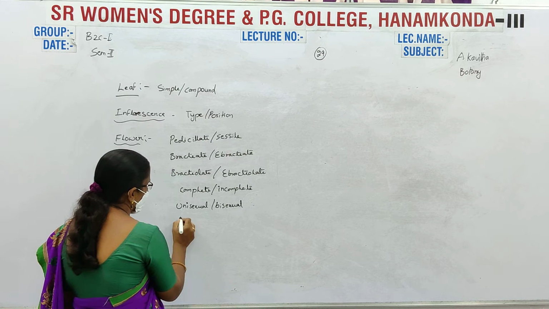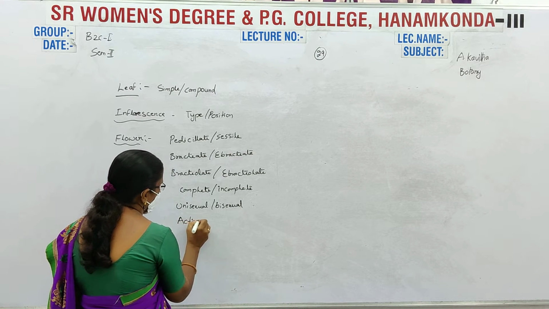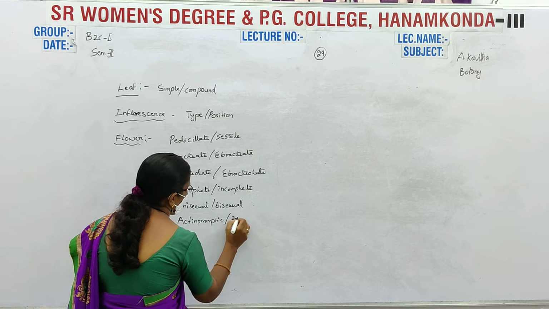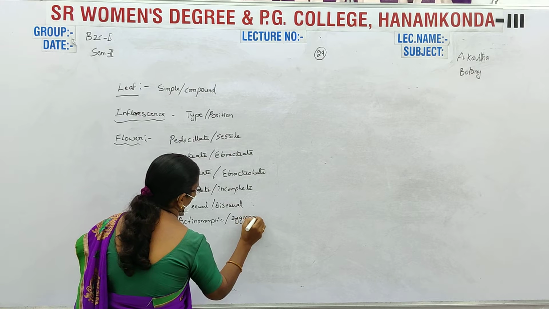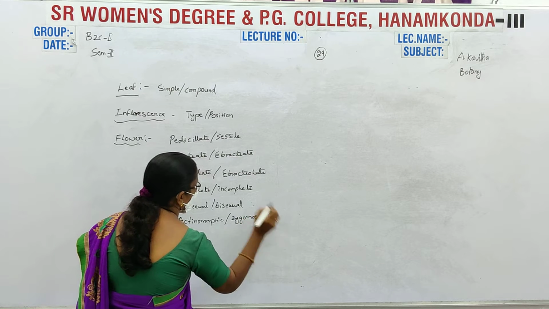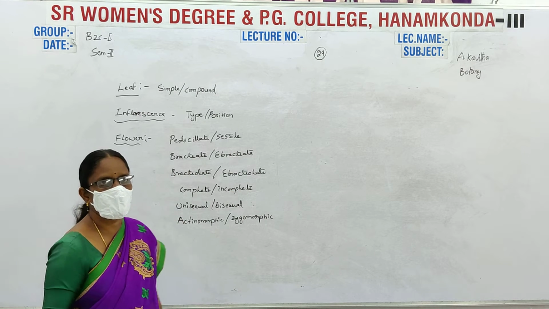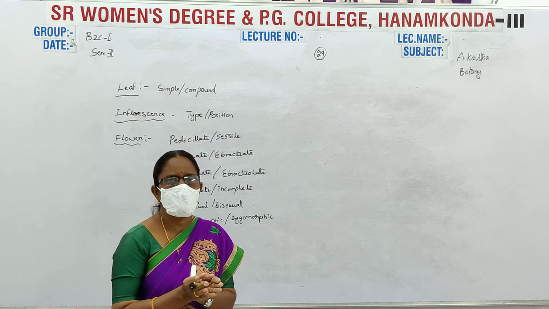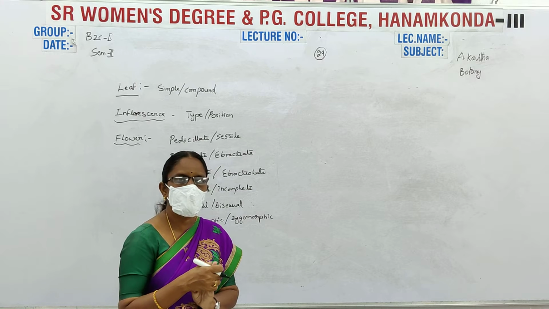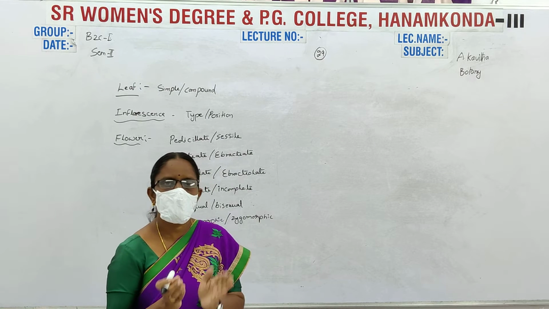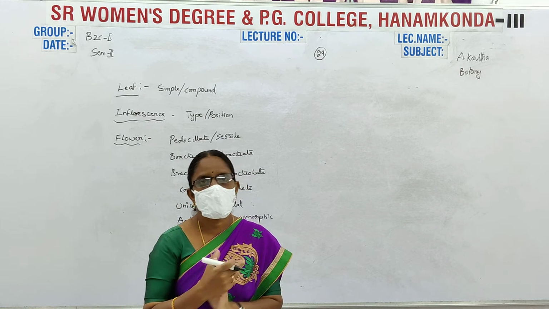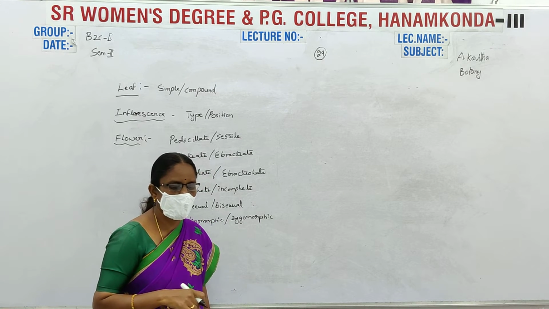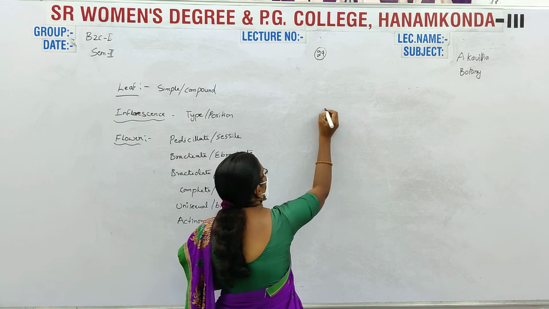Actinomorphic or zygomorphic flowers. In actinomorphic flowers, the flower cuts into two equal pieces. In zygomorphic, the two pieces are equal but only in one plane. Actinomorphic or zygomorphic.